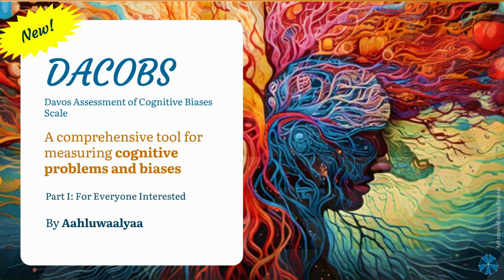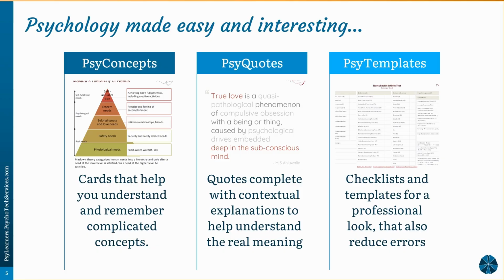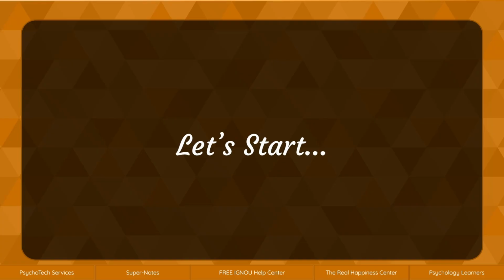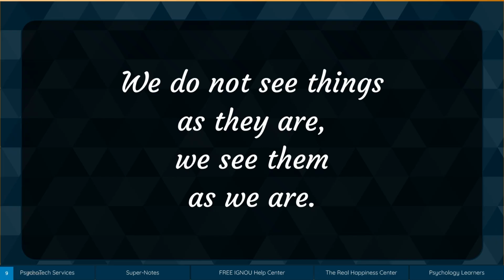Hello everyone, welcome to our exploration of the Davos Assessment of Cognitive Biases Scale, or DACOBS. If you work in mental health, particularly with psychosis or cognitive therapy, this tool can be a game changer for how you understand your client's thinking patterns. For everyone else, this tool can help you get interesting insights about your own thinking.